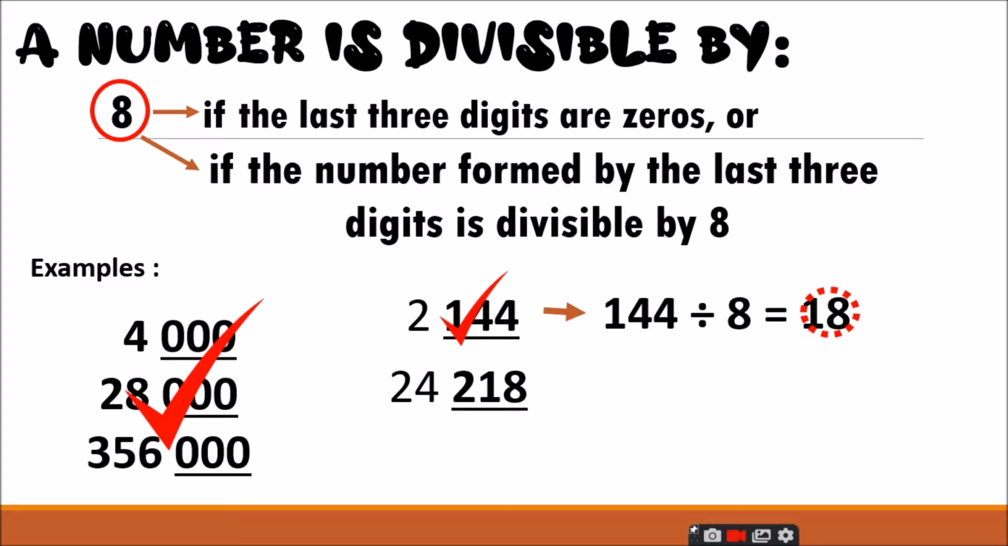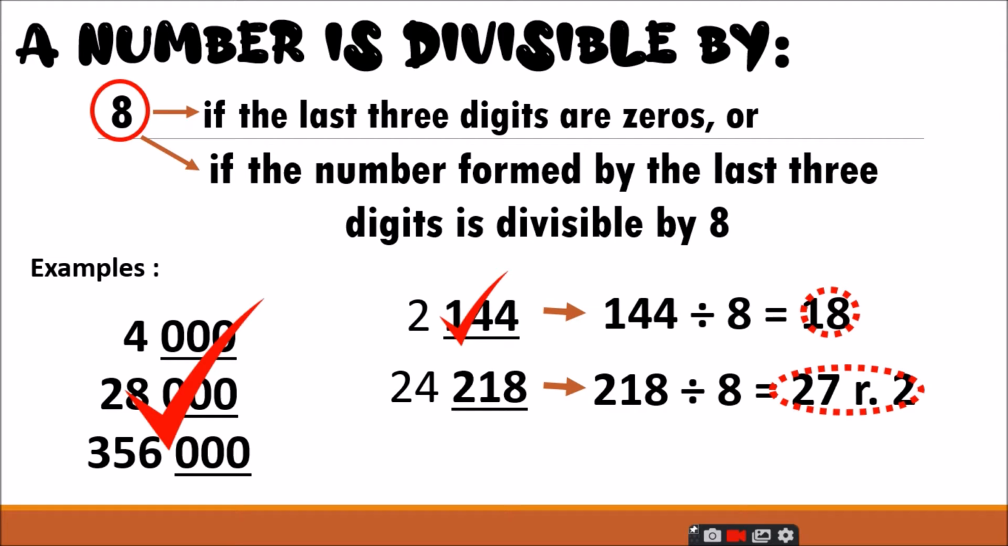Another example is 24,218. So the last three digits is 218. So let's find out if this number is divisible by 8 by dividing. So 218 divided by 8 is equal to 27 remainder 2. So as you can see, the quotient has a remainder. So this number is not divisible by 8.